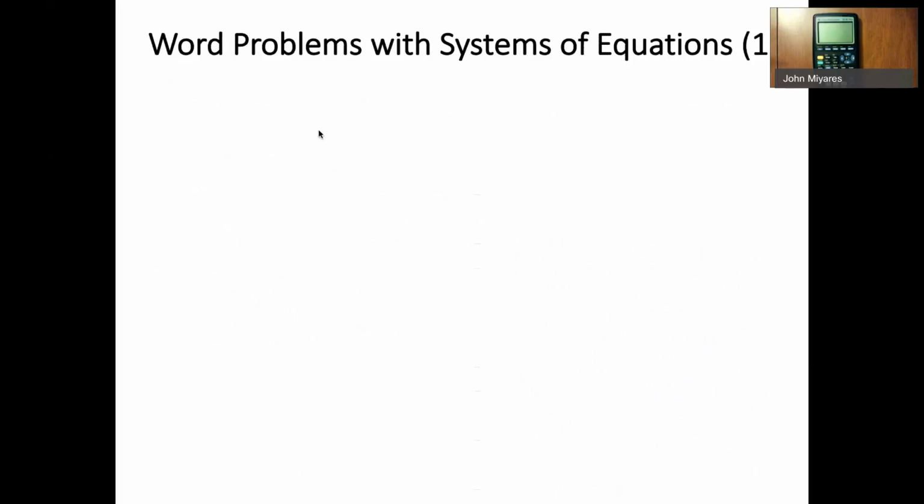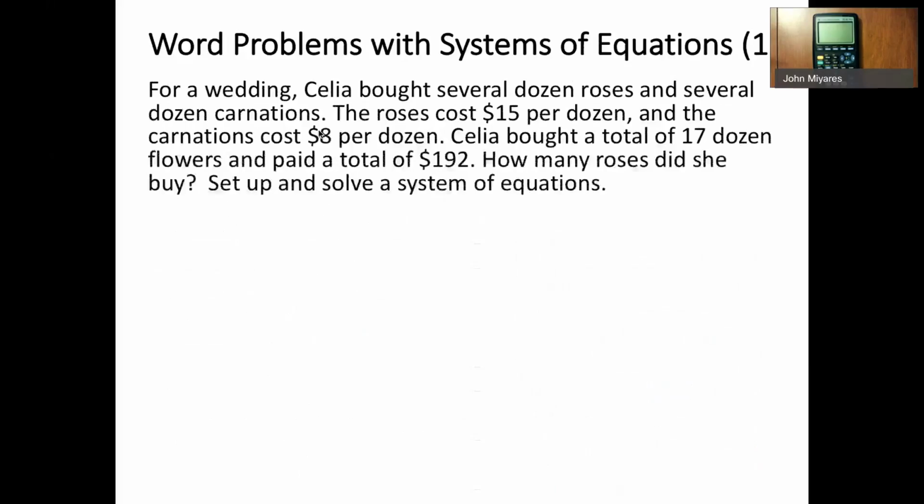Let's look at a few application problems that will be similar to ones you will see on your homework. Here's our first example. For a wedding, Celia bought several dozen roses and several dozen carnations. Roses cost $15 per dozen, and carnations cost $8 per dozen. Celia bought a total of 17 dozen flowers and paid a total of $192. How many roses did she buy? Set up and solve a system of equations.